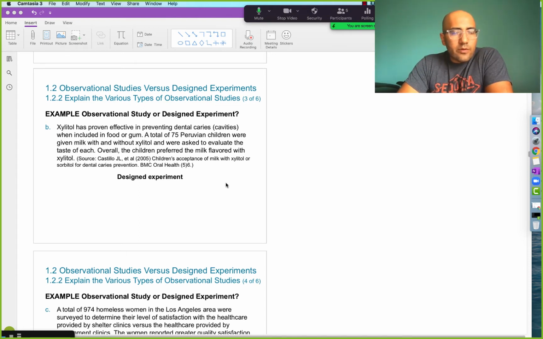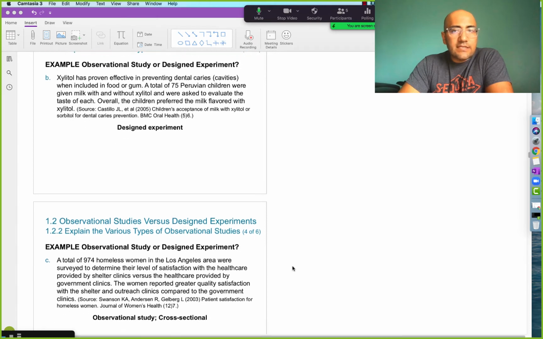It looks like all we were really doing, though, is evaluating whether the children preferred the milk with xylitol or without xylitol. So I guess flavor is what we're really checking here. A good follow-up would be to come back and follow them some number of years later and see what their dental health was like, assuming we continue with this treatment. So it's a designed experiment.